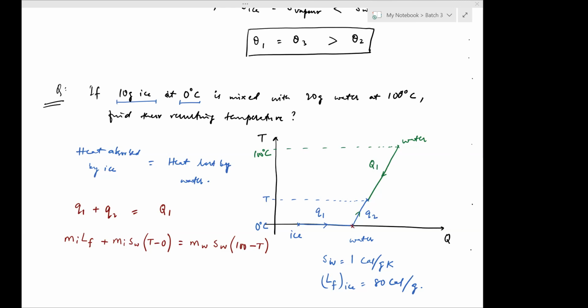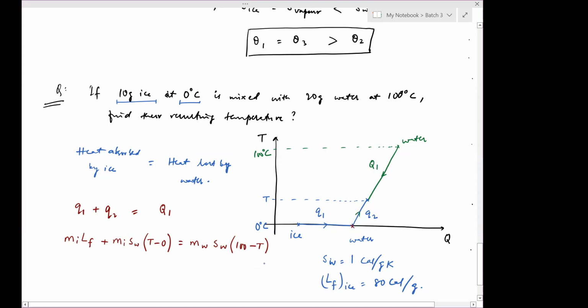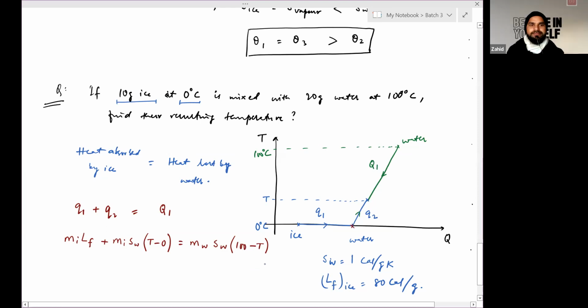So should we convert the grams to kilograms? No, you have to calculate in CGS units, in terms of gram. Okay. So you'll get your energy in terms of calorie.